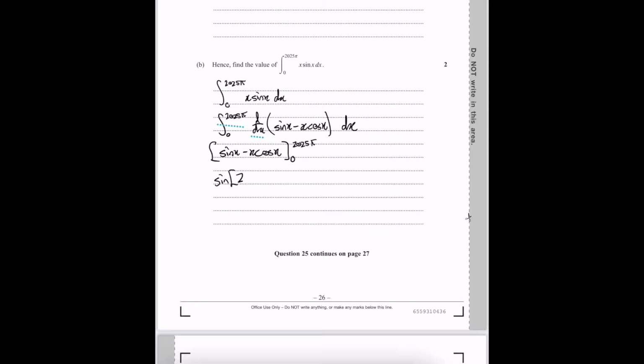And then we just sub it in. So sine 2025 pi minus 2025 pi times cos 2025 pi. So all of that minus sine 0 minus 0 times cos 0. If you plug all of this in a calculator, let me just do some equals here. What you'll get is 2025 pi.